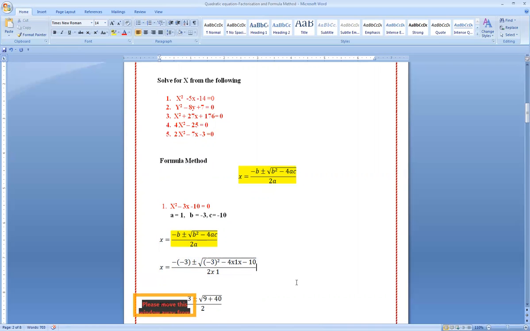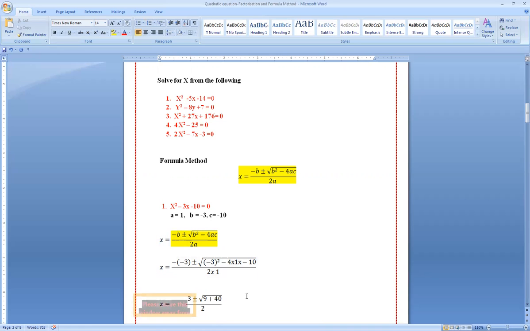Here the question given is x square minus 3x minus 10 equals 0. This is the equation given. Now we have to calculate it by using the formula. The number along with x square is the value of a, which has to be assumed as 1. The value of b is minus 3, as minus 3x. The value of c is minus 10. So a equals 1, b equals minus 3, and c equals minus 10.